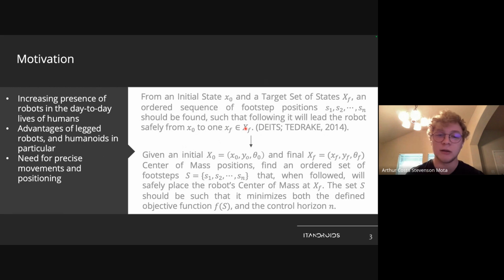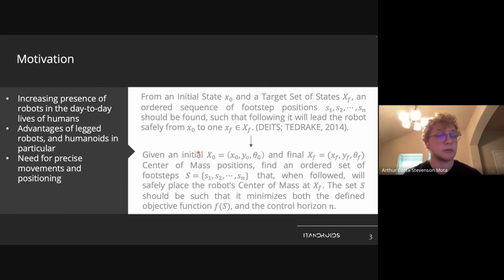I studied the thesis by Dietz and Tedrake, but it is not exactly what I want to tackle. So the actual problem I will be tackling is: given an initial state and a final state, which I currently have as the center of mass positions, they could very well be adapted to be the foot positions, find an ordered set of footsteps, s1 to sn, that when followed will safely place the robot center of mass at xf. Again, this could fairly easily be the foot positions instead of the center of mass. The set S of footsteps should be such that it minimizes both a defined objective function and the control horizon n, which in practice happens when you minimize the objective function.